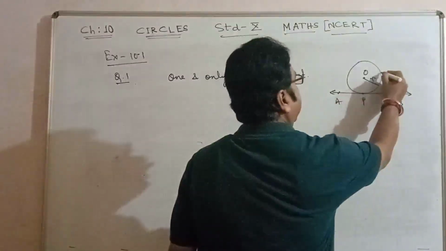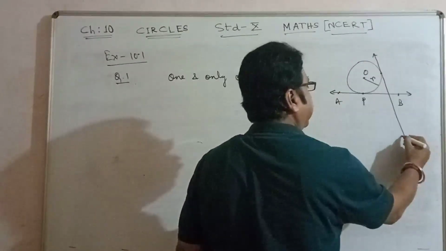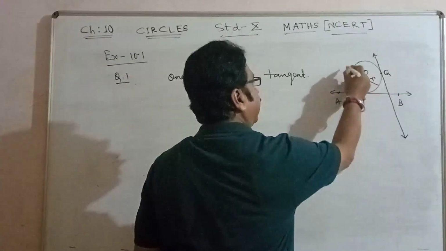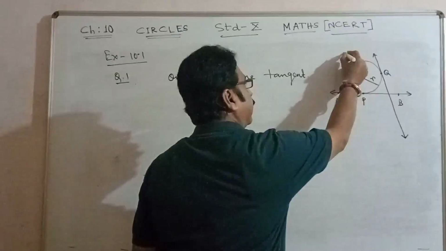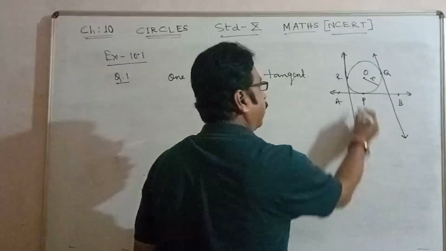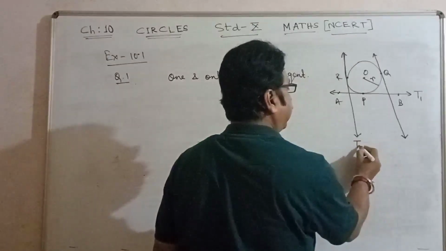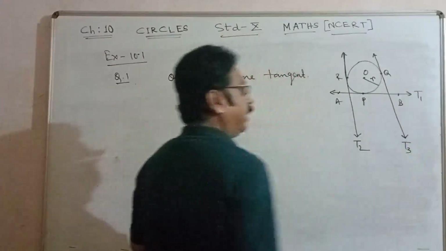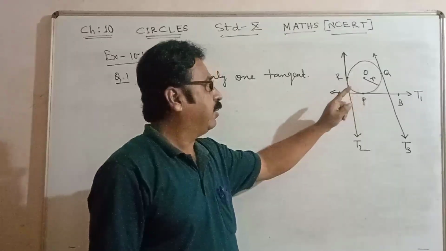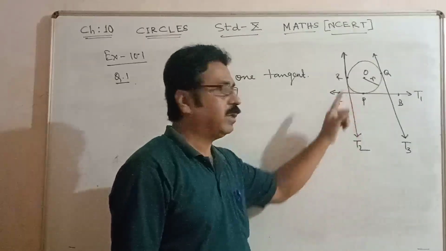Suppose this is another point, one more tangent we can get. This is another point, suppose Q. This is another point, suppose this is R. One more tangent we got. Suppose this is tangent T1, tangent T2, tangent T3, etc. Now, how many points are located on this circle? Infinitely many. So, for infinitely many points, we can get infinitely many tangents for this circle.